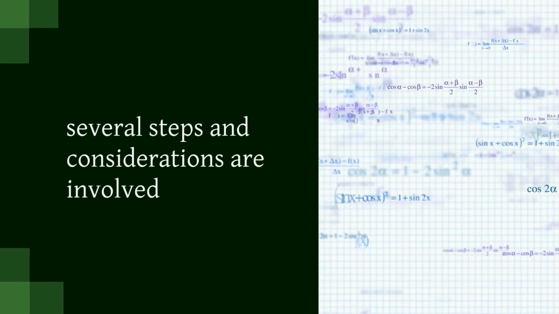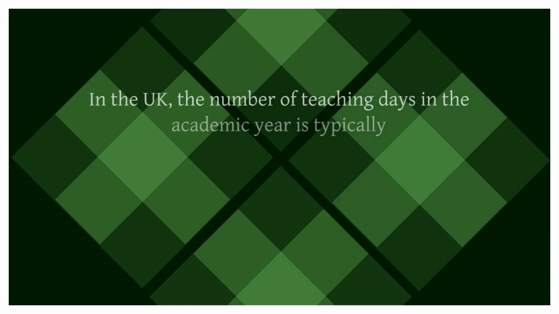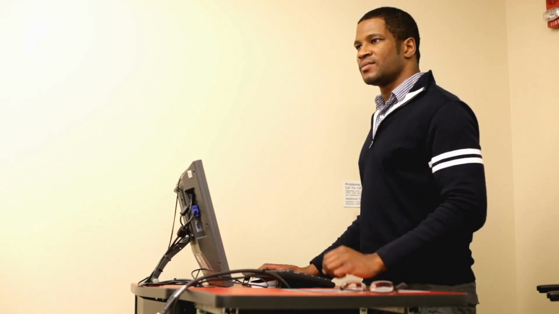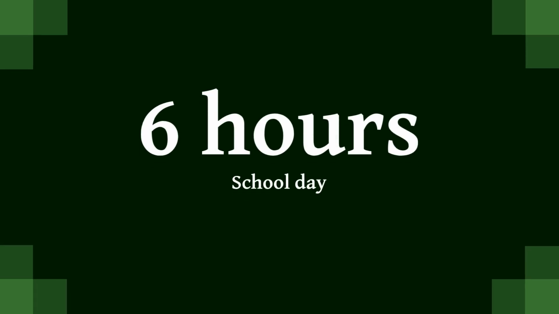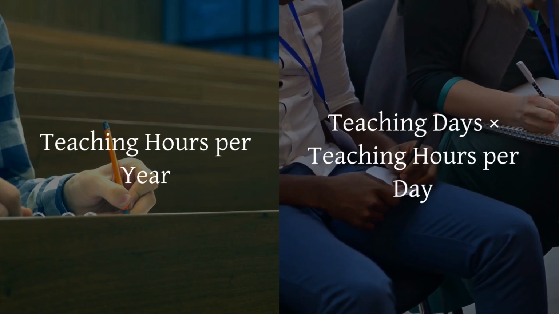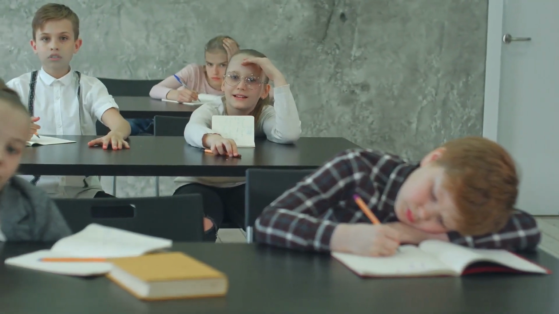Calculating directed time. To calculate the directed time for a teacher, several steps and considerations are involved. Annual teaching days: determine the number of teaching days in the academic year. In the UK, this is typically 190 days. Teaching hours per day: calculate the number of hours per day dedicated to teaching. For example, if a school day consists of 6 hours, the total teaching hours per year would be: teaching hours per year equals teaching days times teaching hours per day.